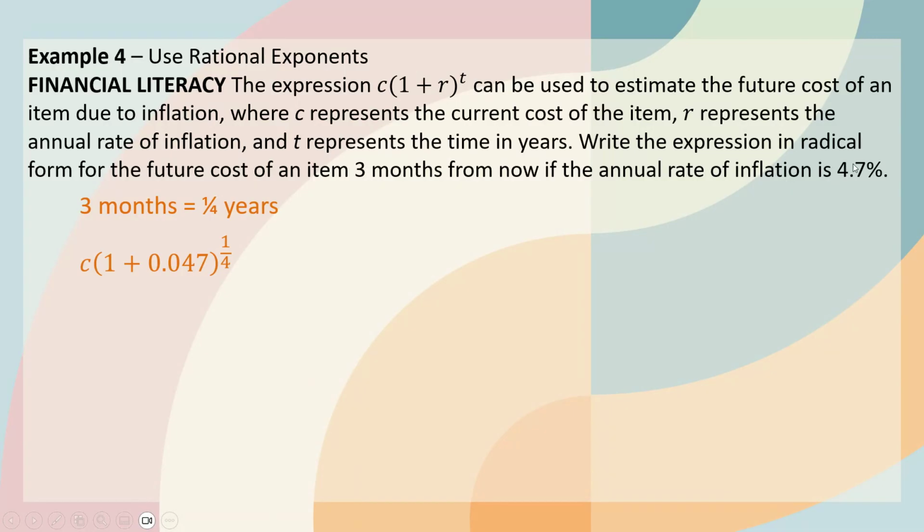And 4.7% in decimal form is 0.047. So you just divide by 100, that converts it to a decimal. So we can simplify what's in parentheses here by adding 1 plus 0.047. And then the directions say write it in radical form. So 1/4 power would be the same as the 4th root. Now that 1/4 power only applies to 1 plus r, it doesn't apply to c. So we don't have c under the radical.